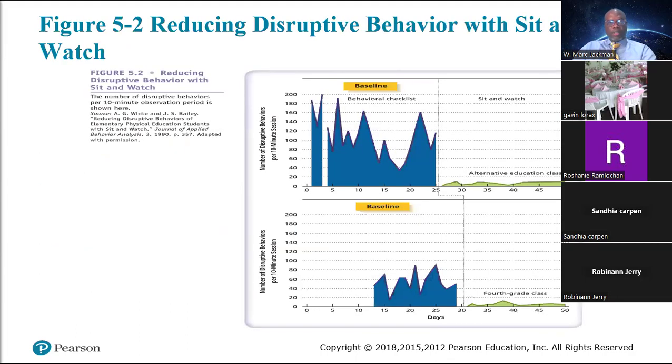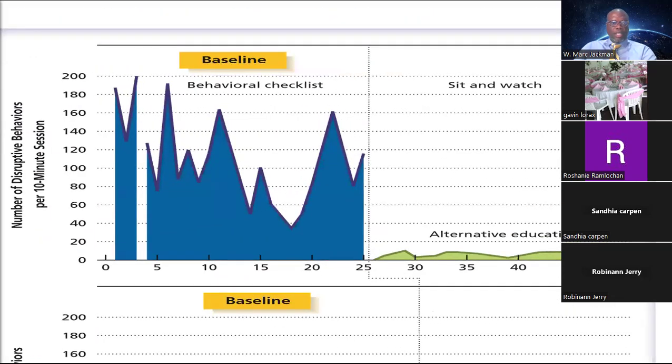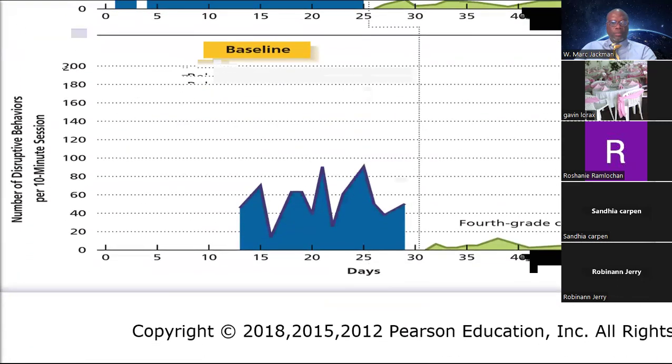Reducing disruptive behavior with sit and watch. So this chart here represents a behavior checklist, and this is the number of disruptions per 10-minute session. So you have a lot of disruption taking place. And the sit and watch class, an alternative education class, had very few disruptions. So the baseline was between 60 and 80 disruptions.